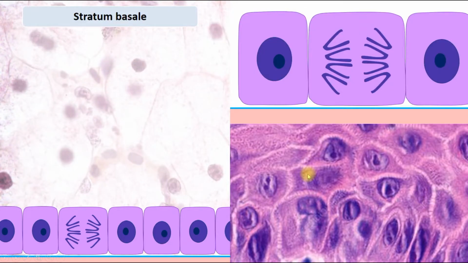So the deepest layer, the first layer, is stratum basale. It's located on the basement membrane. Here we can see those cells. They have cuboidal or even columnar shape. Here we can see their shape, and those cells have high mitotic activity. Here we can see cells in a phase of mitosis. They undergo multiple mitotic divisions, and it provides growth of epidermis and regeneration of epidermis.